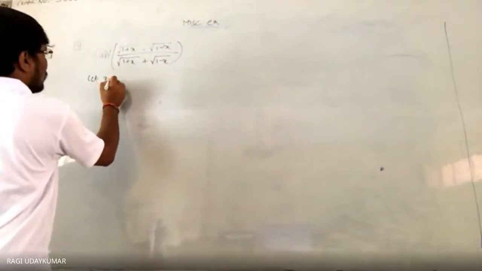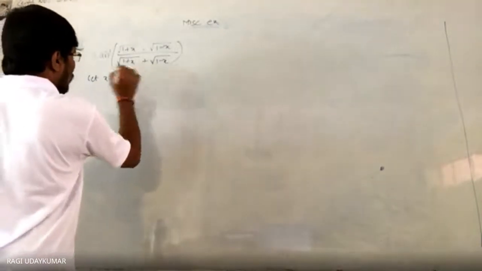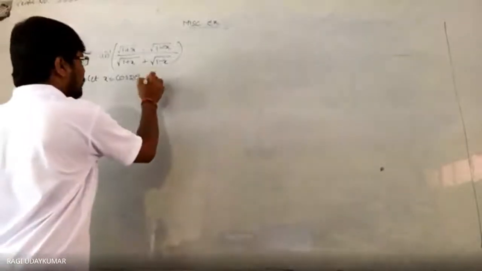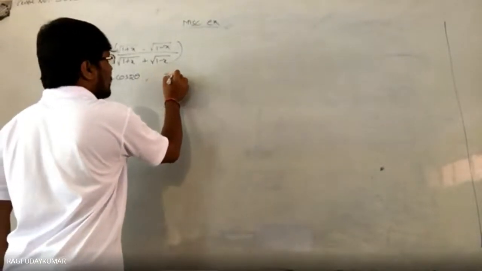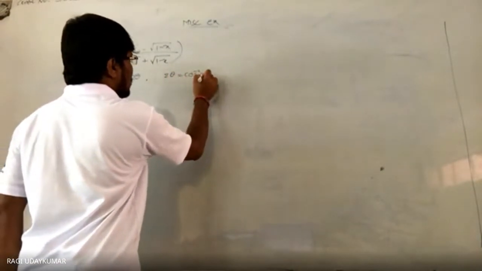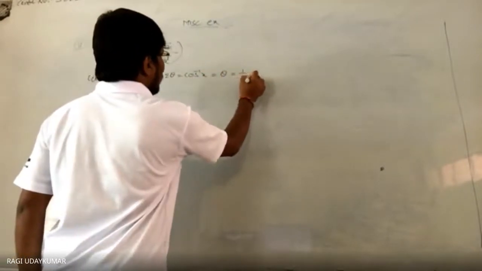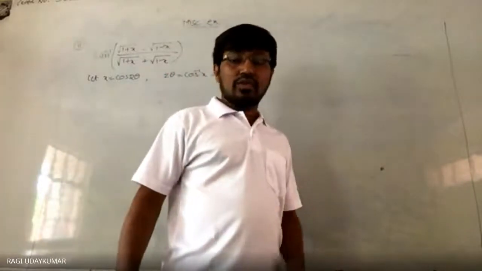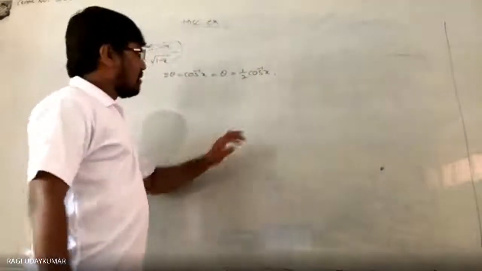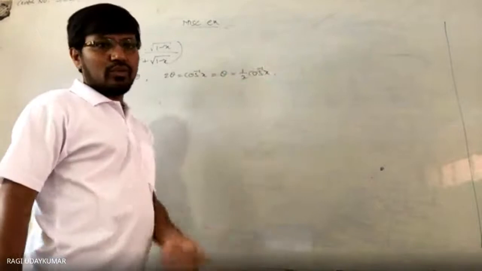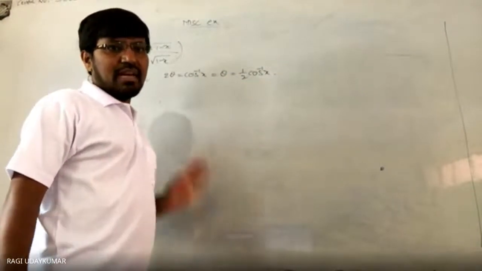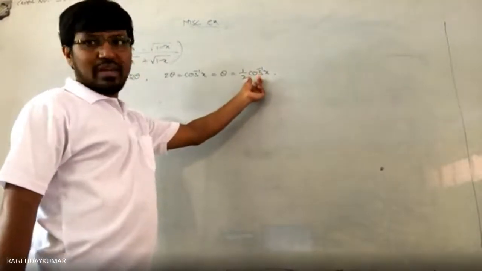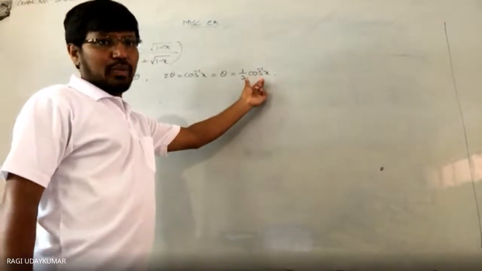Let x equal cos 2 theta. So from this, 2 theta is equal to cos inverse of x, and theta is equal to 1 by 2 cos inverse x. So at last we will get pi by 2 minus theta, which means pi by 4 minus theta with theta equal to 1 by 2 cos inverse x. So that is what we need to prove here.